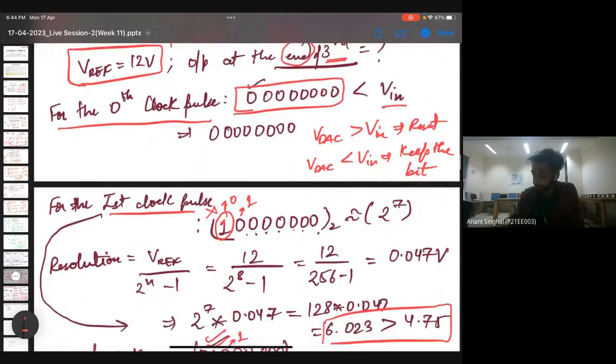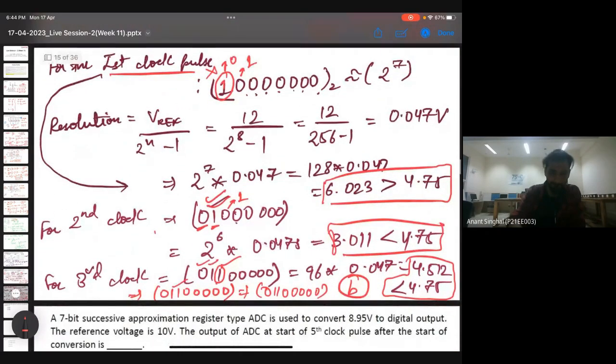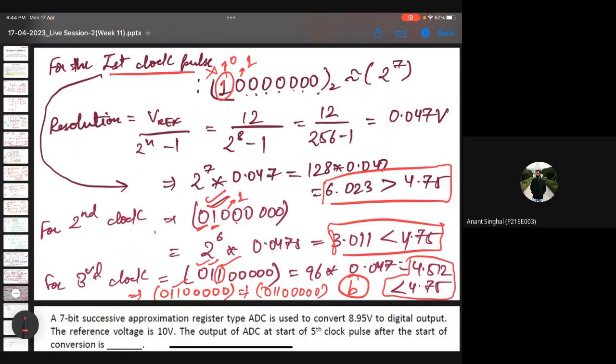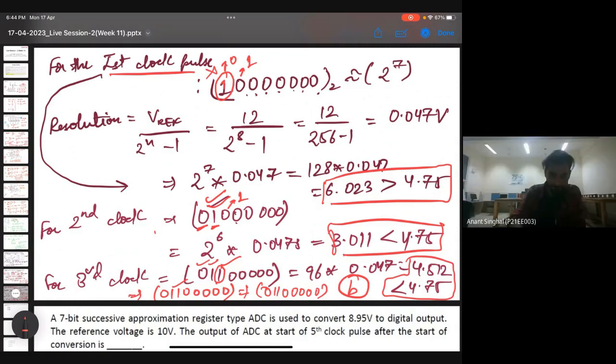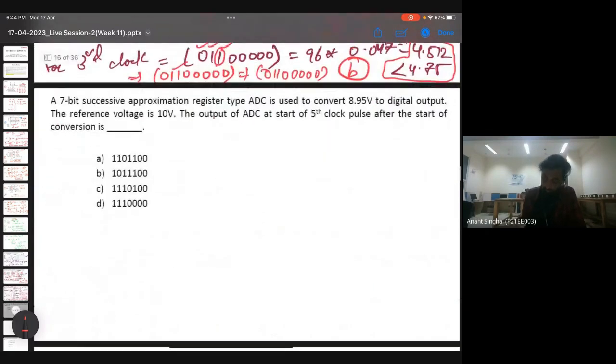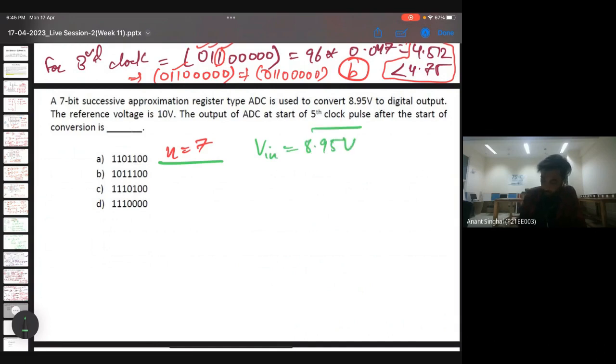So we'll start the next question now. This is again a similar type of question. It says the value of n is 7, and the input voltage which needs to be converted to a digital output is 8.95 volts. The reference voltage is again 10 volts. We need to calculate the output at the start, and start is the main word here, at the fifth clock pulse.